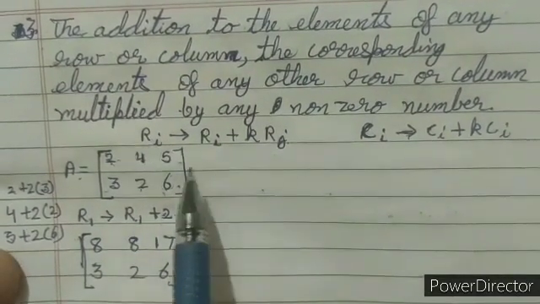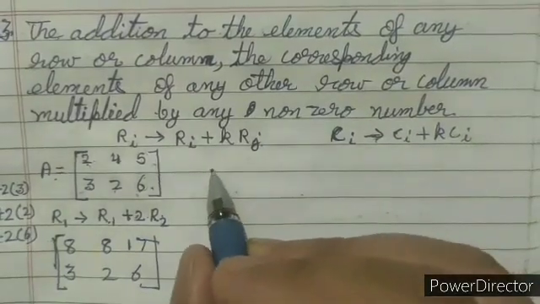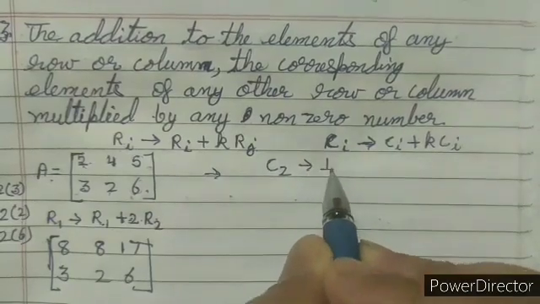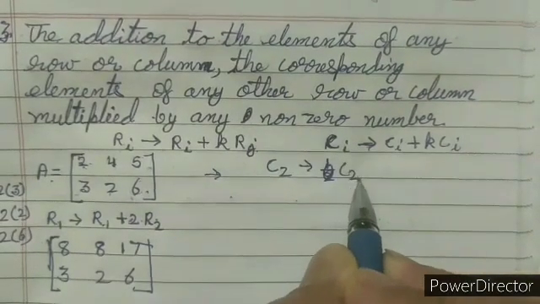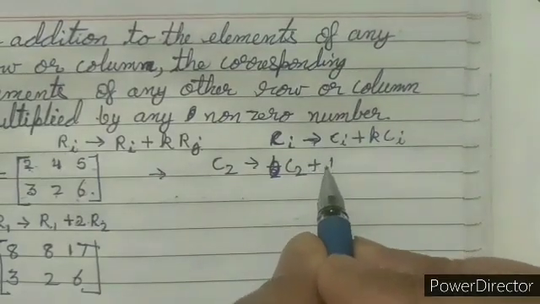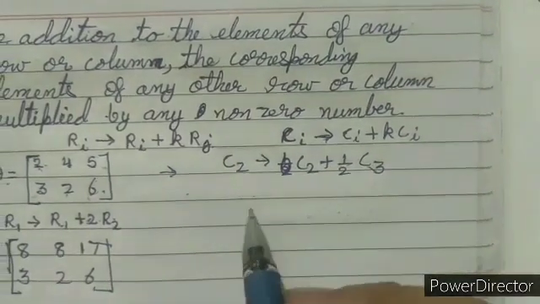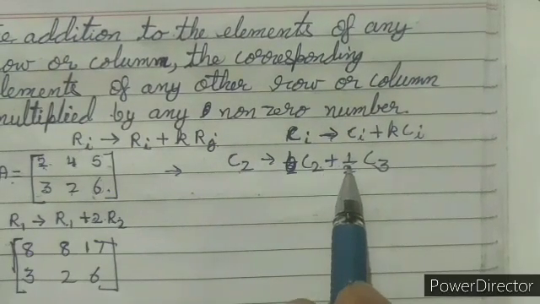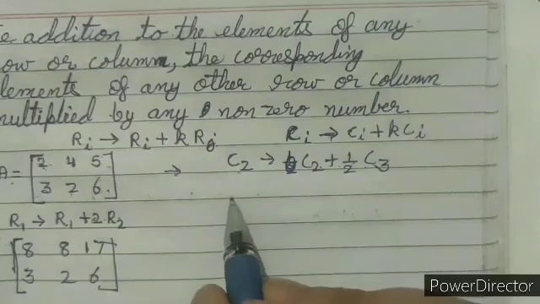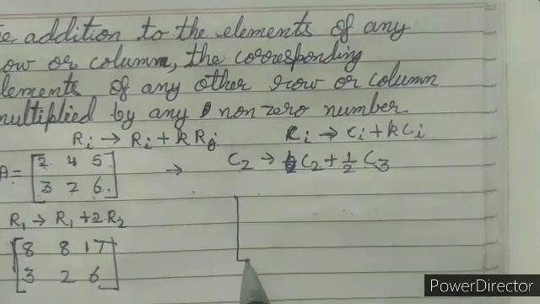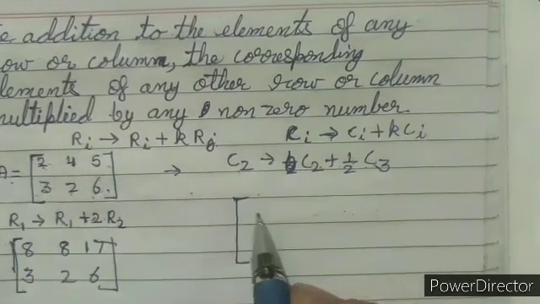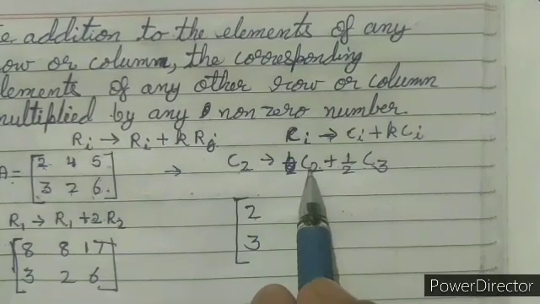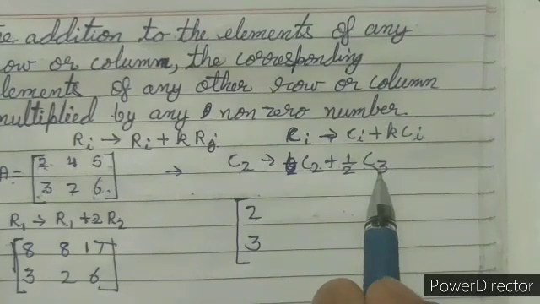Similarly, we can also apply the operation on columns. Suppose we are changing column 2 by column 2 plus 1 by 2 into column 3. Then it will be represented by C2 changed by C2 plus 1 by 2 into C3. Now this will give us the matrix as follows. The first column will remain the same, that was 2, 3.